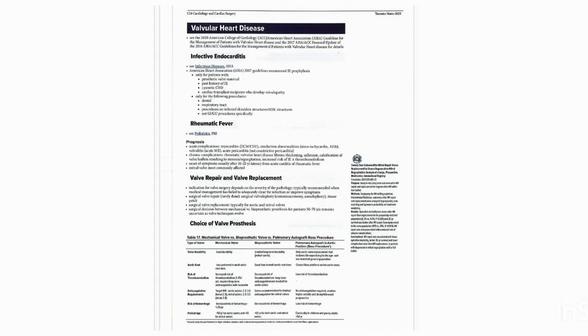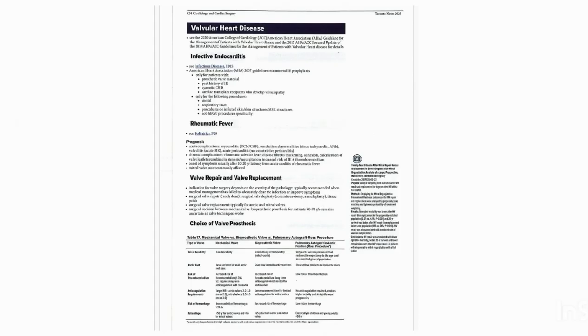Rheumatic fever. Let's move to rheumatic fever. For the detailed disease process, Toronto Notes refers you to the pediatrics chapter. Today, we'll focus on the cardiac prognosis and long-term complications.